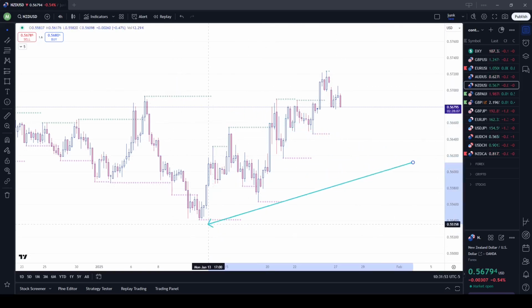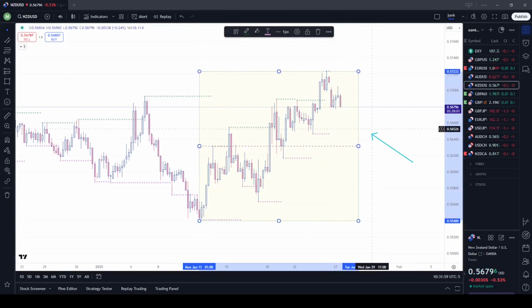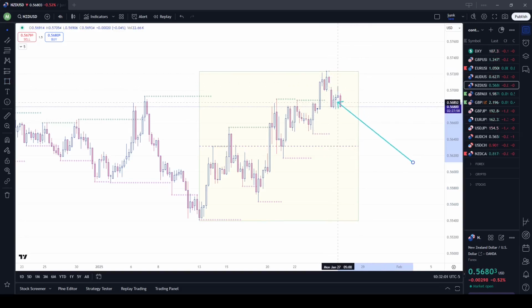This was the high that was broken. This low broke this high. Let's map out the range. This is the swing structure. And as you can see, it's starting to pull back now. It got overextended just like the other pairs. Now it's starting to pull back.